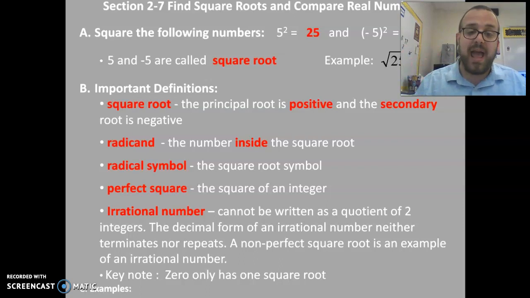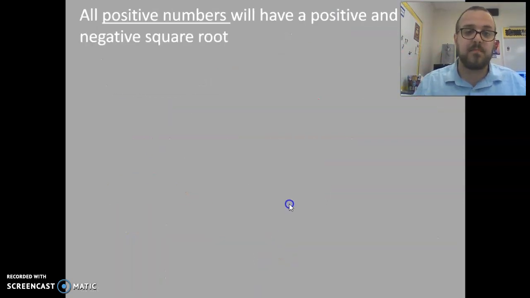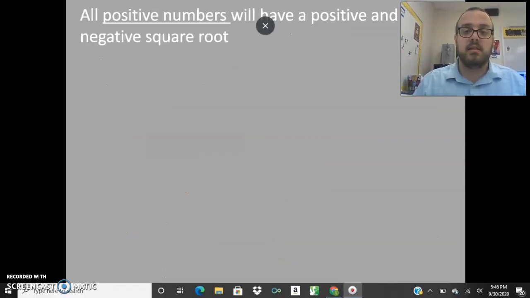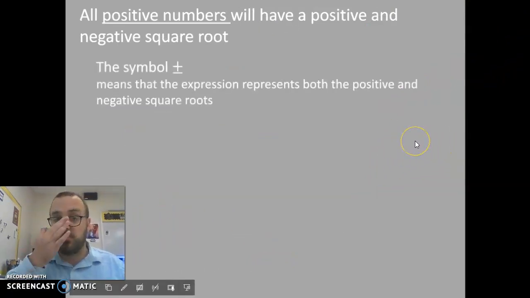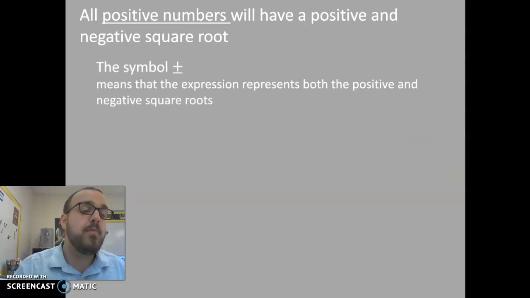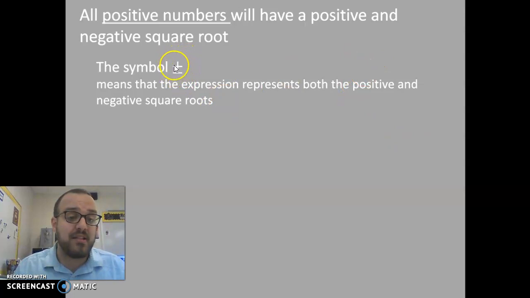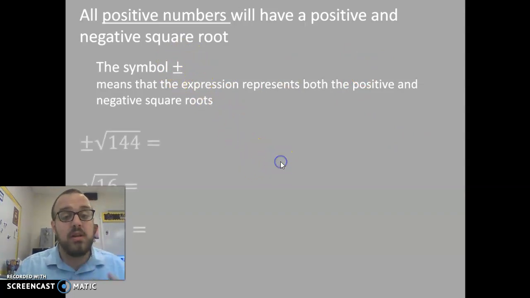You're just going to get 0 as your answer. Now, all positive number roots will have a positive and negative square root. Usually when we're identifying that, we're going to use this symbol, which I call the plus or minus symbol. Basically it means we want the positive and the negative root when you give us your answer.